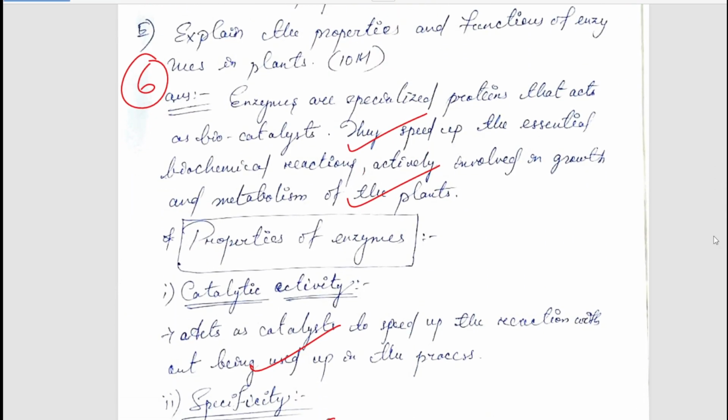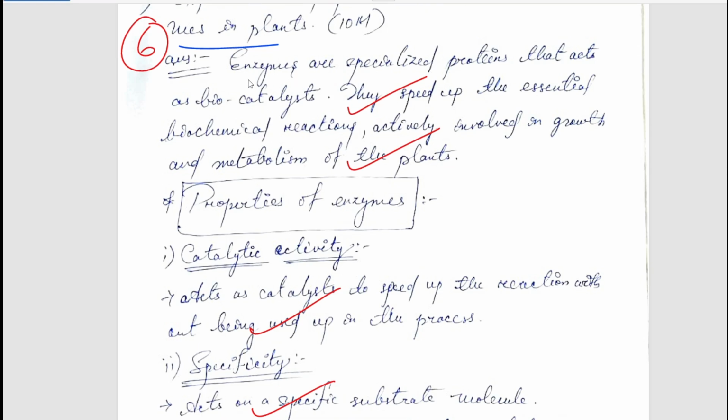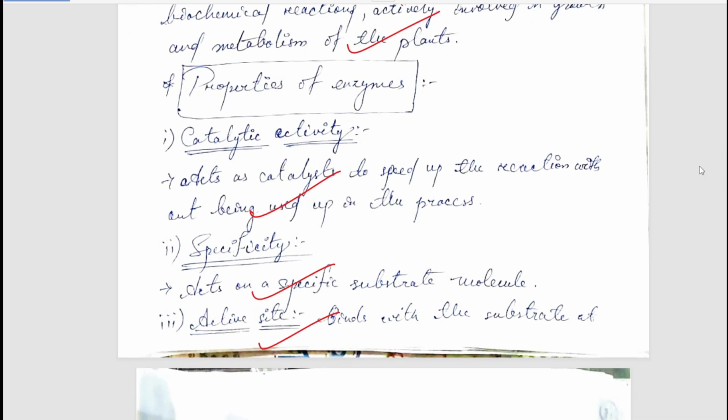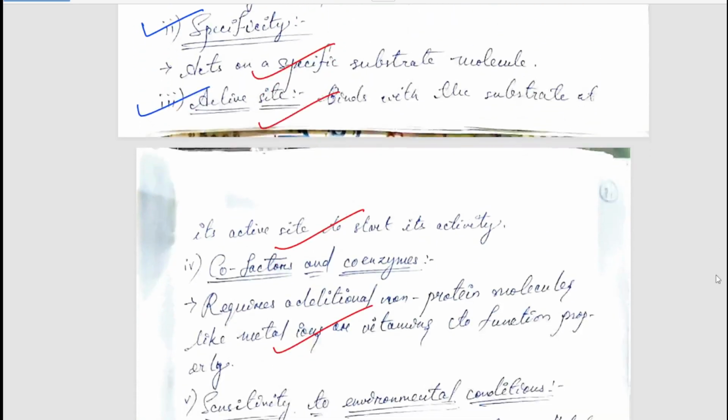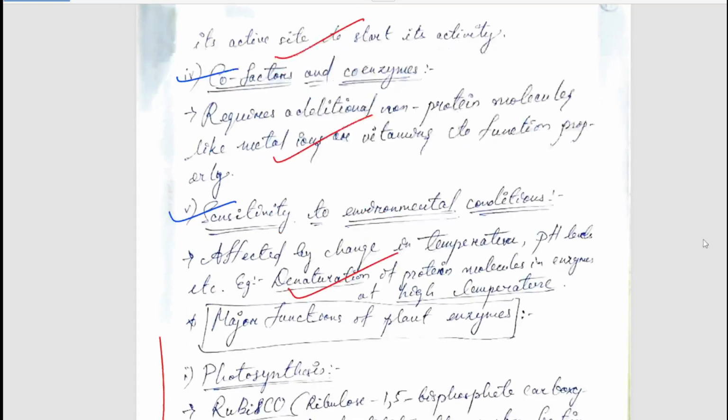Now the next question is, explain the properties and functions of enzymes in plants. So obviously enzymes are defined in the introduction part, and then properties have been mentioned. So what are enzymes? They are proteins that act as biocatalysts. So generally they speed up the chemical reactions. Now properties are obviously catalytic activity. They are specific. They bind to the active sites. They have cofactors and coenzymes, sensitivity to environmental conditions.